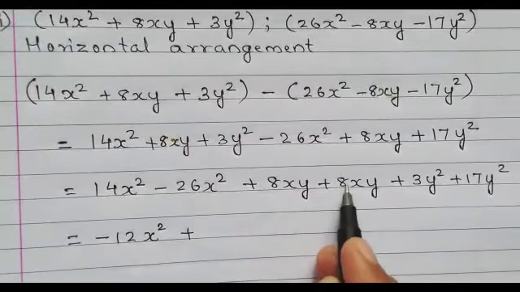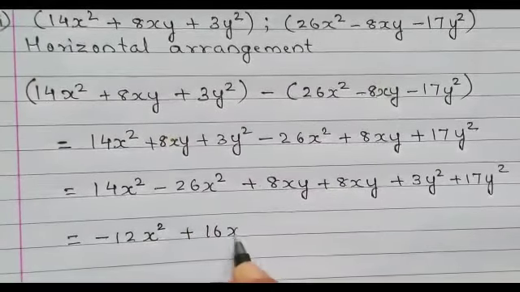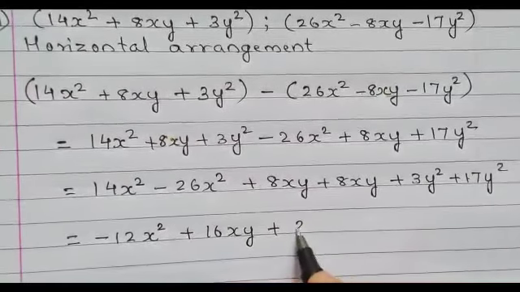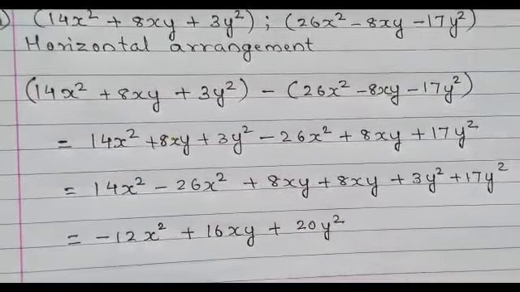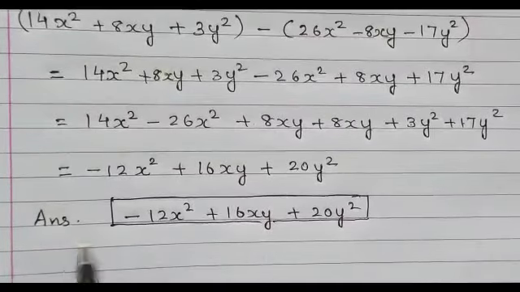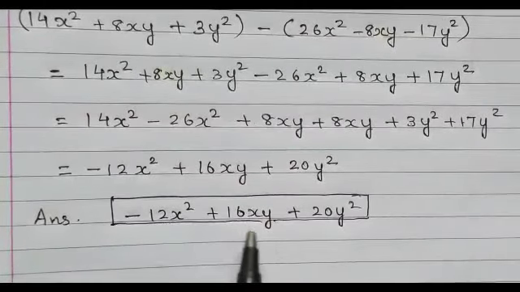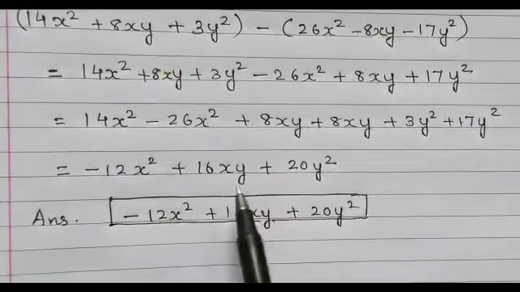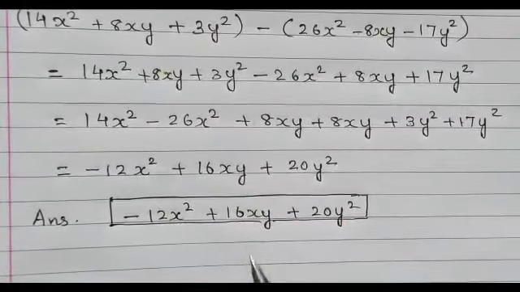Plus 8 plus 8 is 16xy. Plus 17 plus 3 is 20y square. So this is your answer: minus 12x square plus 16xy plus 20y square. Please solve the same sum using the vertical arrangement.